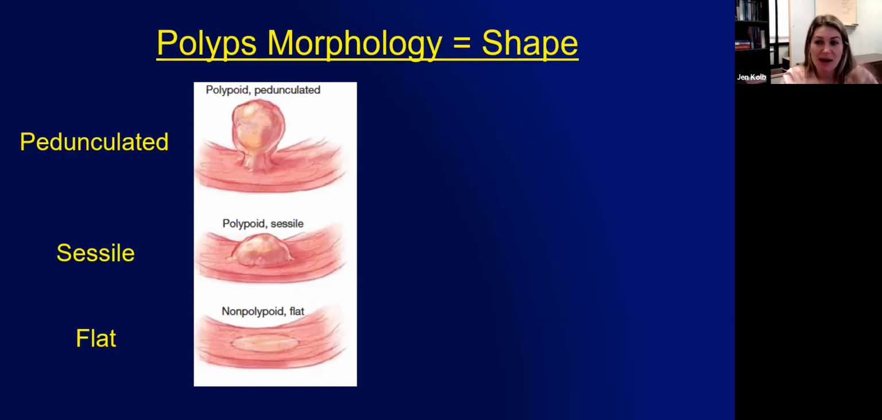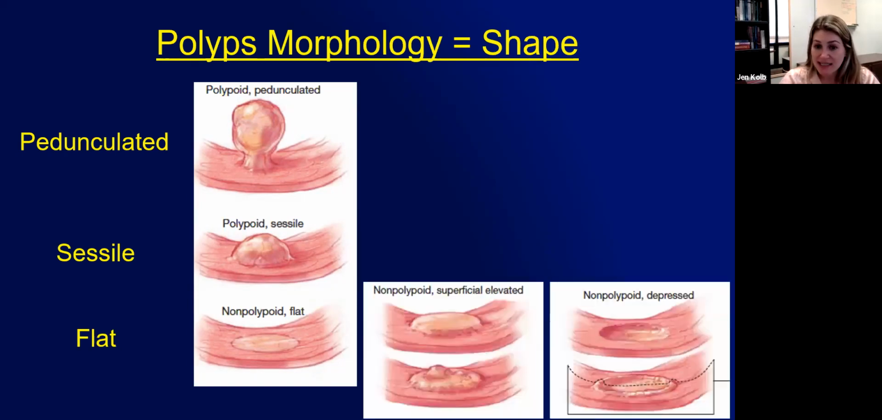And then non-polypoid, right? Typically, we think of polyps as polypoid, right? These are tissue bumps or growths in the colon, and we think of them as sort of like the typical mushroom or whatnot. But there are polyps that are flat or non-polypoid. And there's two different kinds. When they are non-polypoid, they can be a little bit elevated or depressed. Those are sort of the worst ones, but something that we keep in mind for when we describe them.